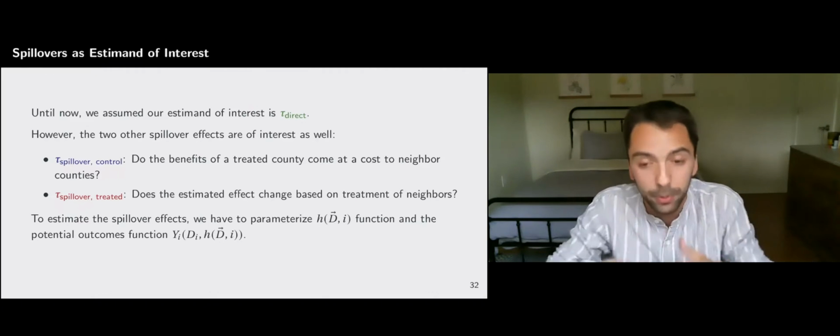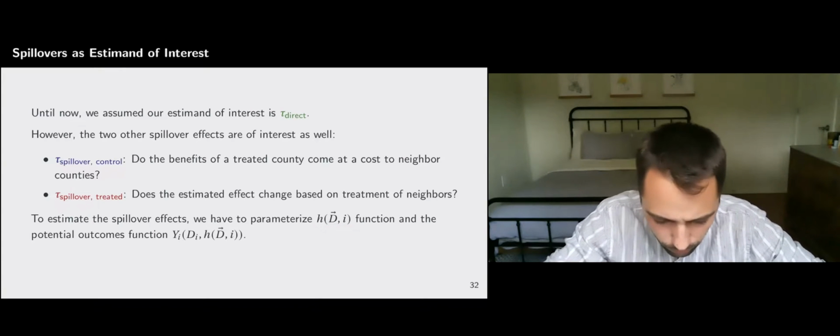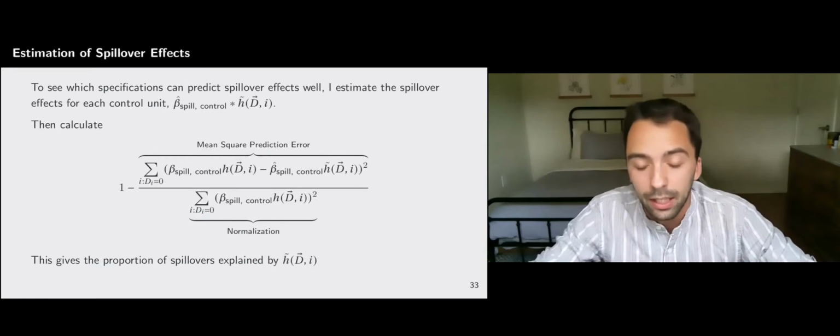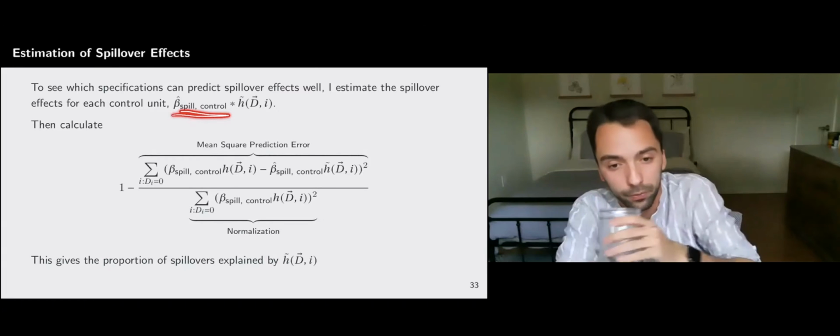To estimate those spillover effects, we want to parameterize this H function a little bit better. So I'm running the same set of simulations, and now I get an estimate for the spillover effect coefficients.